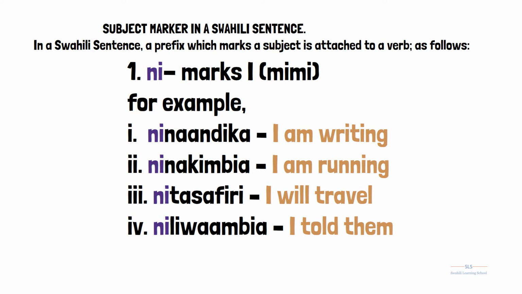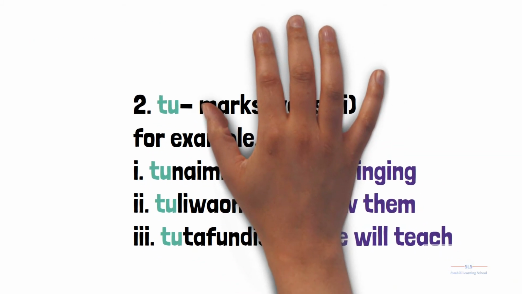The same to number two, ninakimbia, which means I am running. Ni stands instead of mimi, marks the subject. So it tells us that ni, the subject of this sentence, is mimi. The same to nitasafiri, which means I will travel, and number four, niliwaambia, which means I told them. So ni refers or stands instead of a noun or a pronoun in a Swahili sentence.